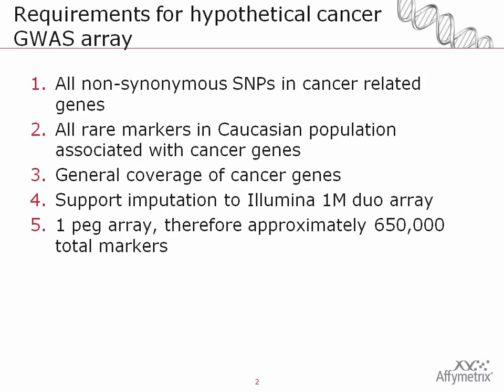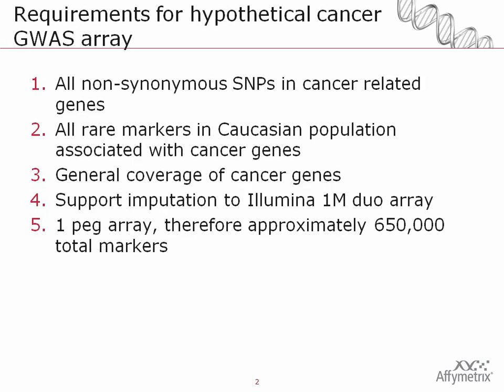So we have basically four different marker groups that we can think about identifying. The first is we're interested in getting all the non-synonymous markers in cancer-related genes. Second, we want to ensure that we get all the rare markers in cancer in the Caucasian population that are associated with these cancer genes. Third, we want overall coverage of the cancer genes. Four, we're interested in ensuring that we have the ability to perform an imputation with the Illumina 1M duo array.